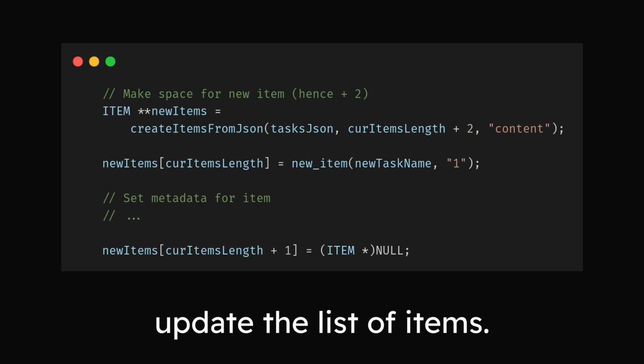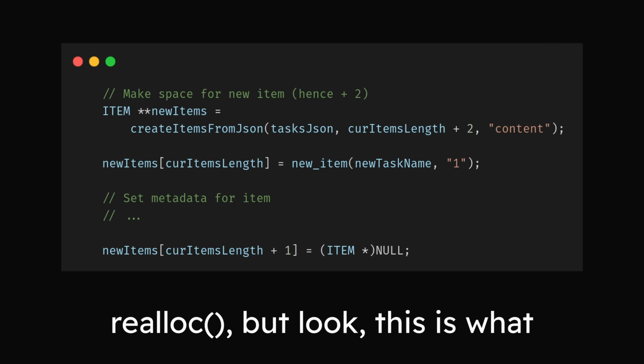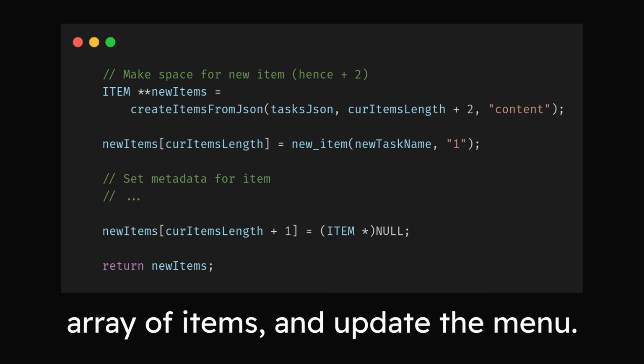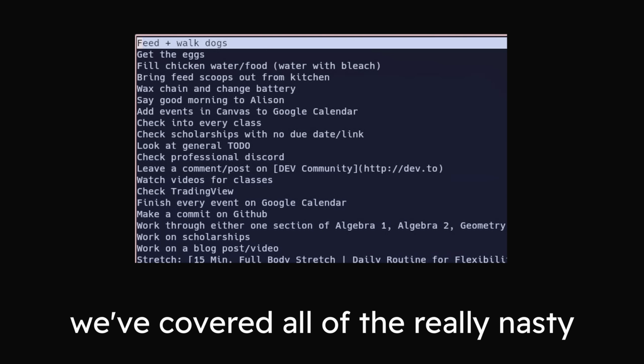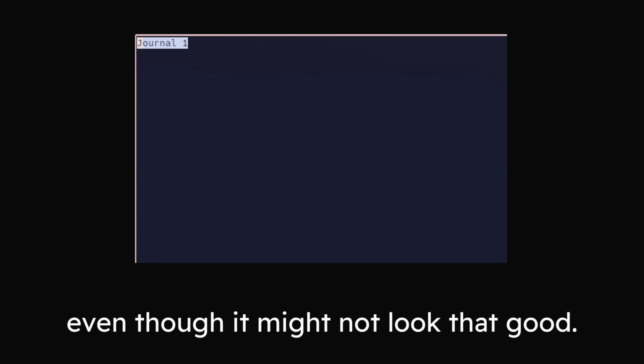But now we have to manually update the list of items. Now, I think there might be a more efficient way to do this with realloc, but look, this is what I'm rolling with for the moment. Finally, we're able to return this new array of items and update the menu. Now with that, we're kind of done. We've covered all of the really nasty and interesting stuff, and we've successfully created a working TUI, even though it might not look that good.